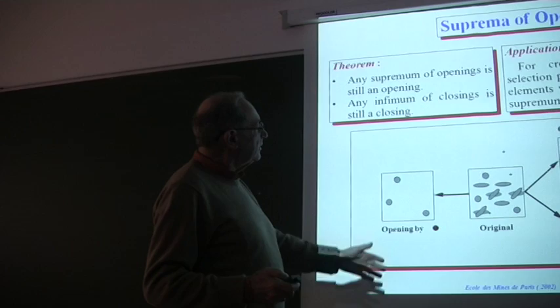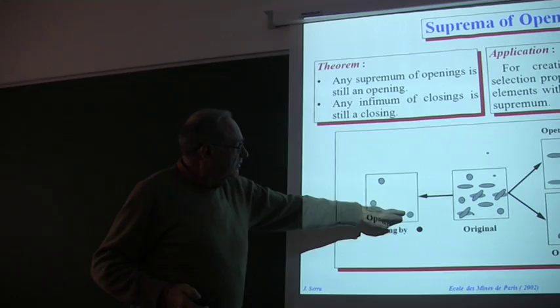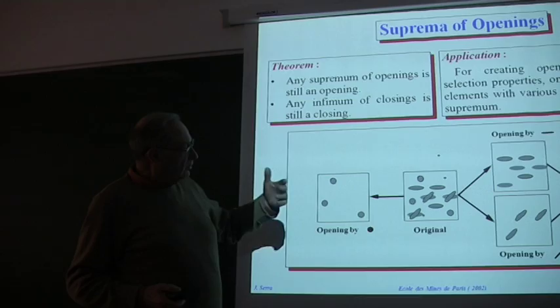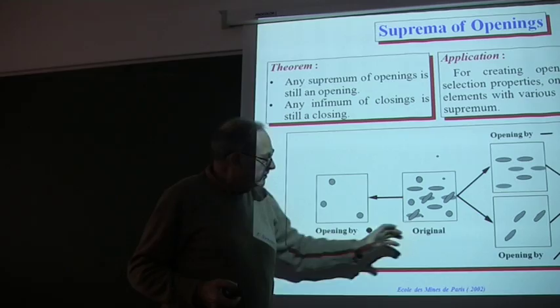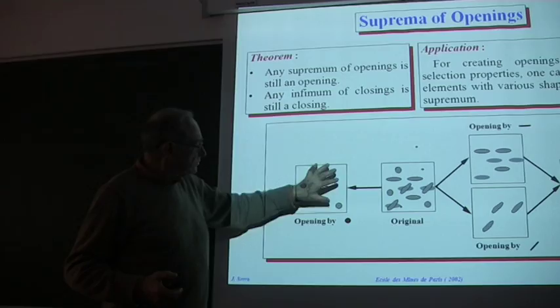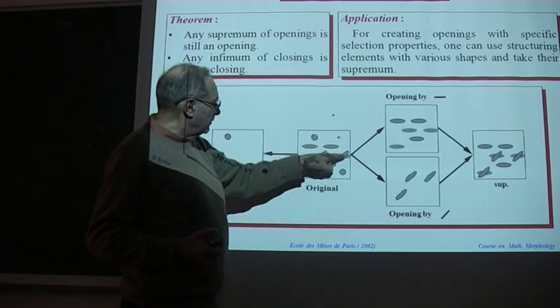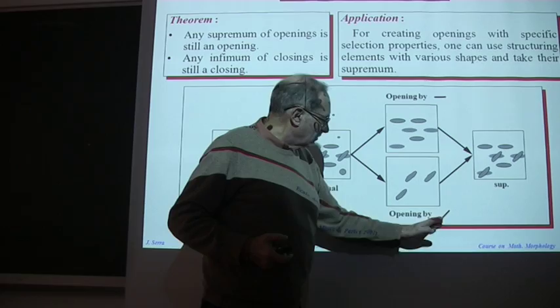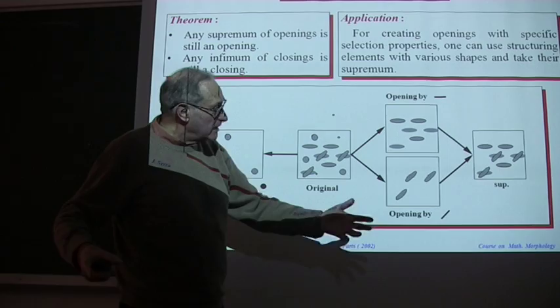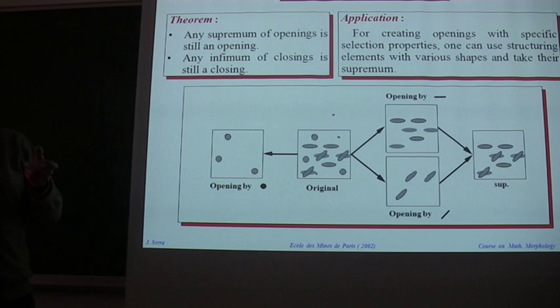So here an application, we have an opening. We have an initial image, which is that, if you want. We can open it in different ways. We can open it by a disk. Then we keep only the disk because we play on the thickness. It is too fine for the disk, so it disappears. We can also open by segments. If we open by a segment which is horizontal, we keep practically everything which is horizontal. If we open by a segment which is oblique, we keep that. And we take the supremum of the two openings, which is still an opening, we have that. So we can play on the shape we want to find.